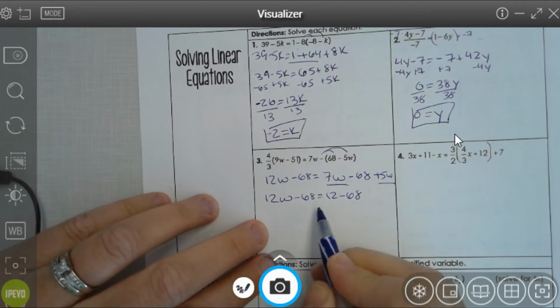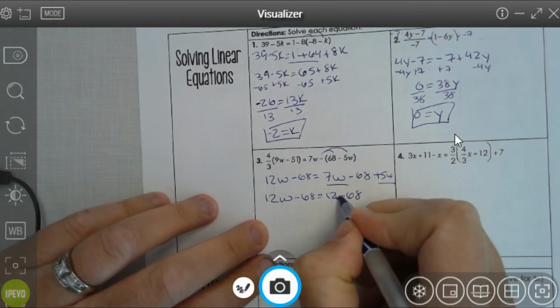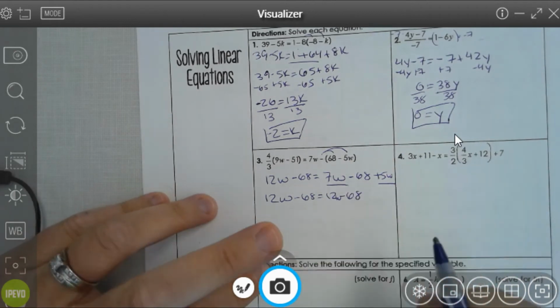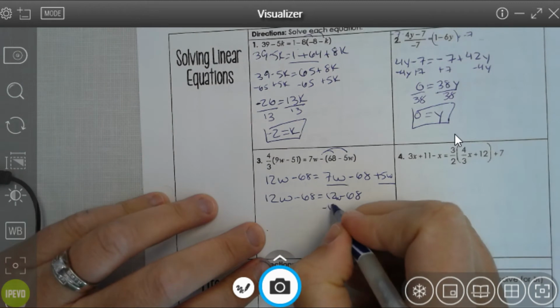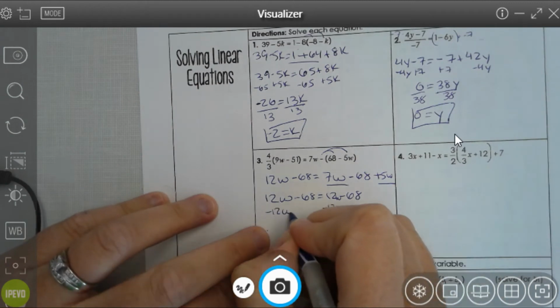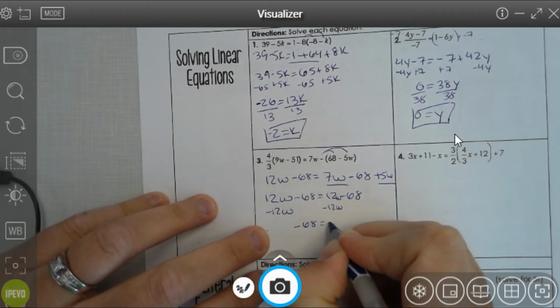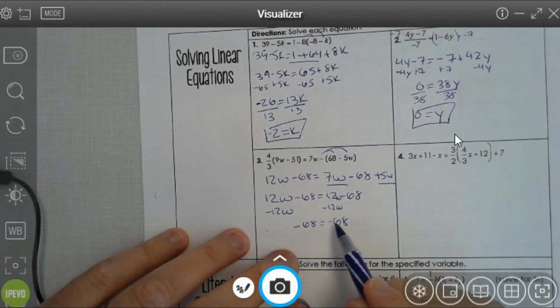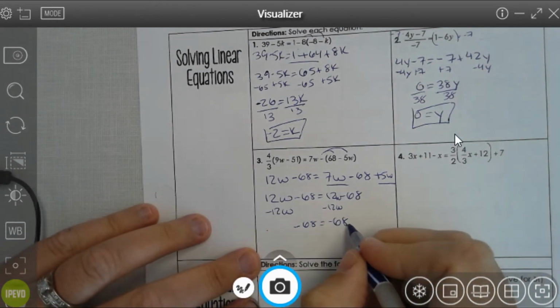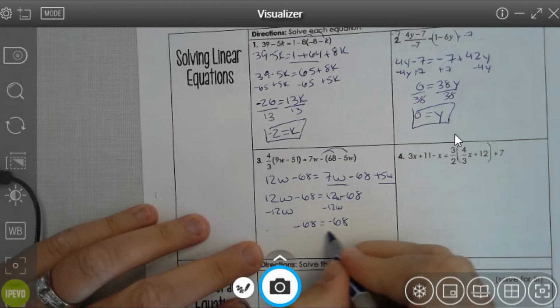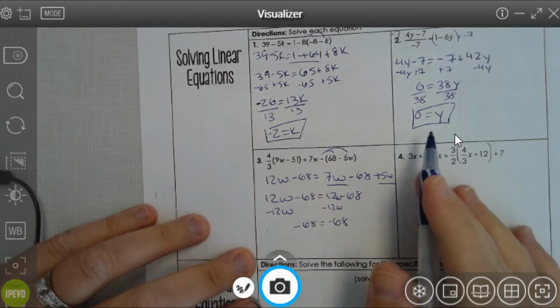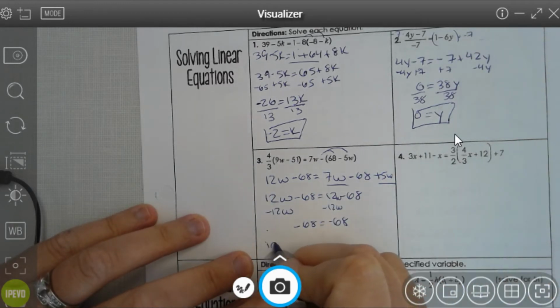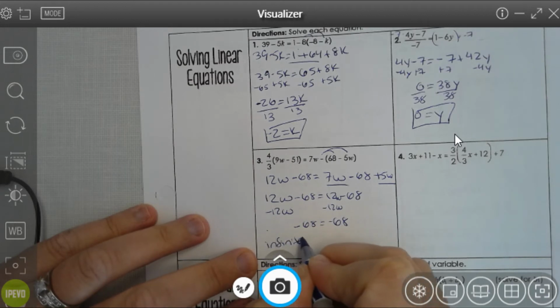Now some of you will see right here, oops, it's a W, that these are the exact same things. But let's say you didn't notice that yet. So we're going to subtract over the 12w. I get negative 68 equals negative 68. At any time when you see that it's the exact same thing, like these are the exact same, it's a true statement. So a true statement means that any number is going to work in here. So we're going to have infinitely many solutions on this one.